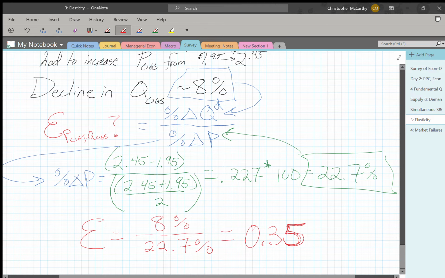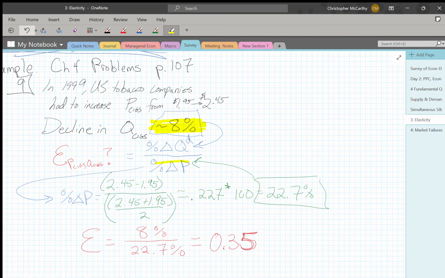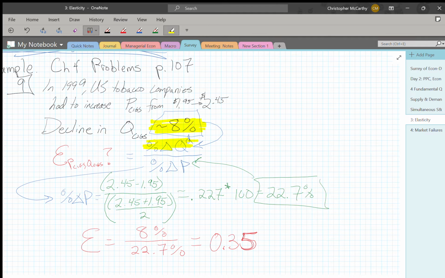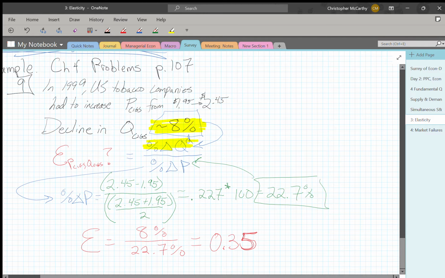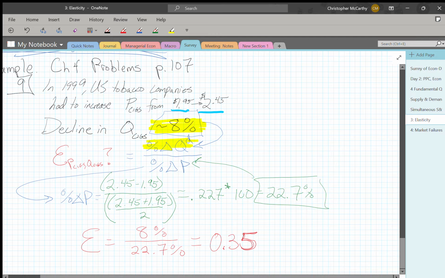Right, so let's go ahead and go through this together as a group. So the first thing, we are given half of the problem for us, right? We're given this 8%. We're told that's the decline in the quantity demanded, so we put that right into the numerator. Then we are told the price information, 195 to 245. And so that is our P1 and P2.